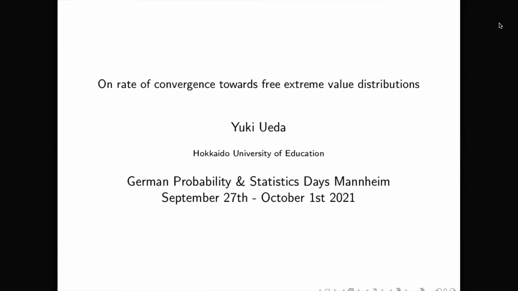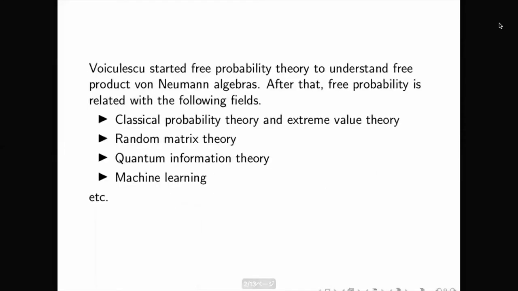Today, I'll talk about the rate of convergence towards free extreme value distributions. Free extreme value distributions come from free probability theory. Free probability theory was studied by Voiculescu to understand free products of operator algebras. After that, this theory became related to the following fields, for example, classical probability and extreme value theory, random matrix theory, quantum information theory, and machine learning.